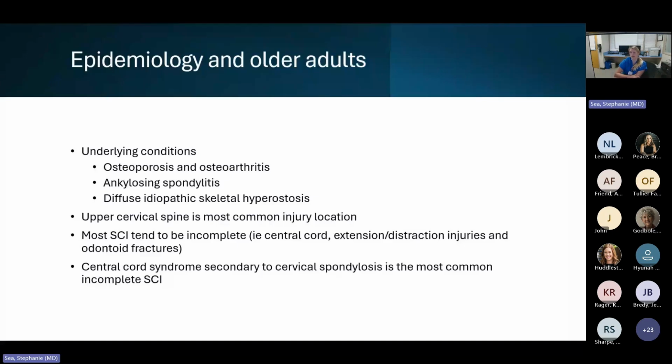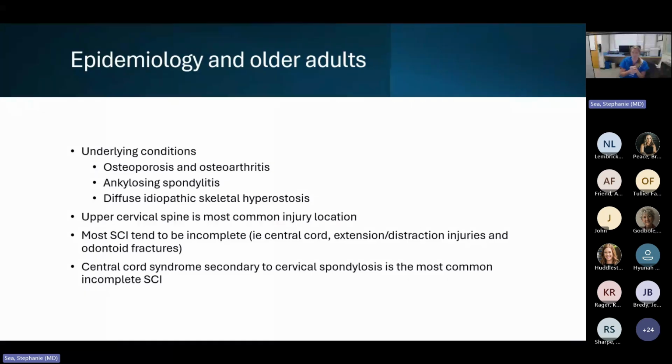So again, getting back to these older adults, it is such a large proportion of our patient population here, and patients that we see admitted and treated. And the reason why these patients are so high at risk is because they have underlying conditions such as osteoporosis and osteoarthritis, which I mentioned in the past. They also have ankylosing spondylitis, so that bone, that really bad backbone, starts to fuse together, and therefore it makes it really easy when they break to cause some severe damage there.